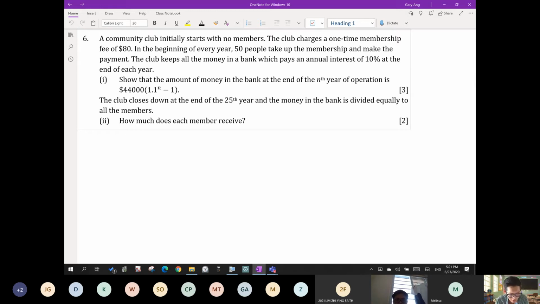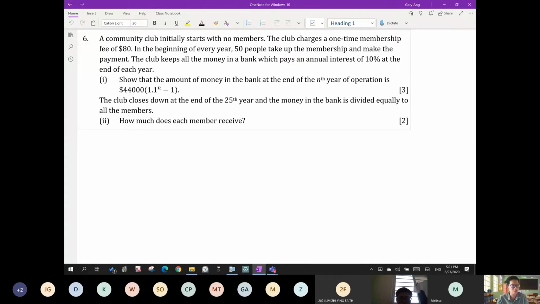CC, I mean community club, okay? Don't think as a person. CC initially starts with no member, poor thing. And the club charges a one-time membership fee of $80. So you want to join, you pay $80. In the beginning of every year, 50 people take out the membership. Not bad, okay? Make payment. The club keeps all the money in the bank, which gives an annual interest of 10% at the end of each year. Show that the amount of money in the bank at the end of each year is this.